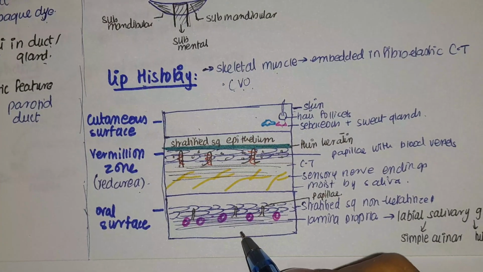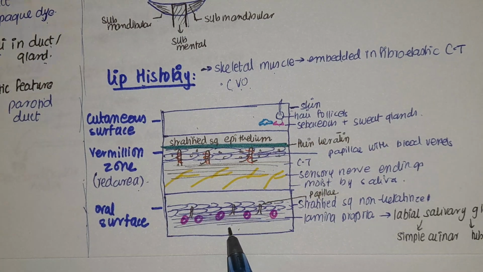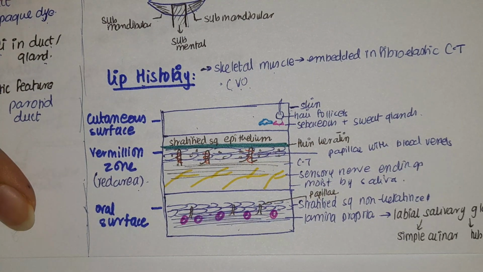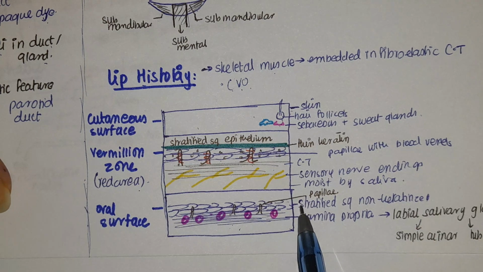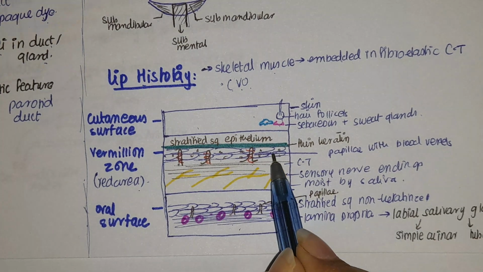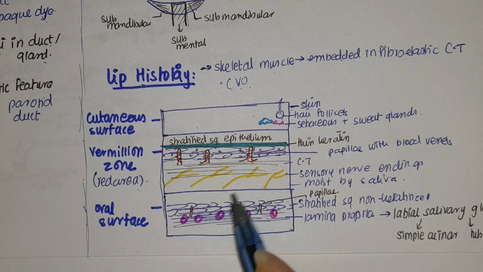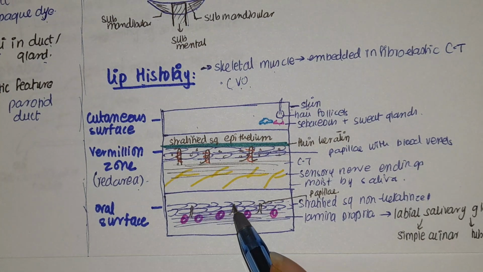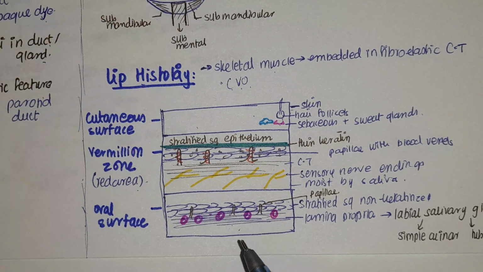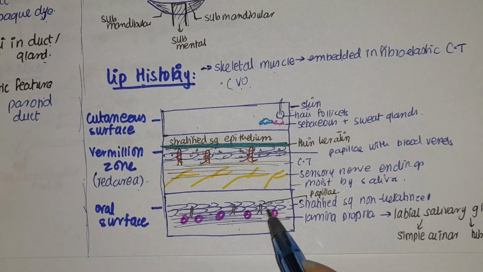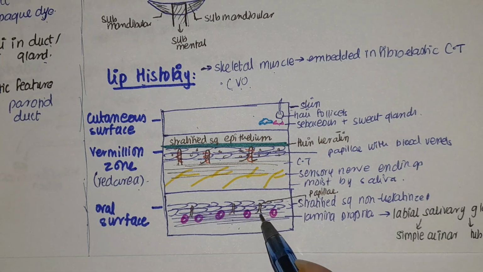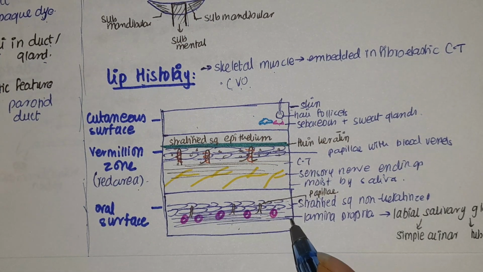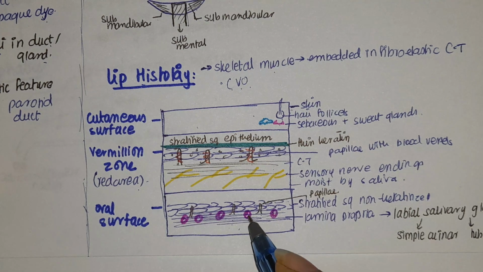Now we will talk about the oral surface. This oral surface, the innermost surface towards your oral cavity, has stratified squamous non-keratinized epithelium. The above one was with thin keratin, but this is non-keratinized epithelium. Like the above one, it also has these trabeculae or papillae. These papillae come from the lamina propria. So stratified squamous non-keratinized epithelium with connective tissue papillae and a lamina propria, and that lamina propria has these glands.